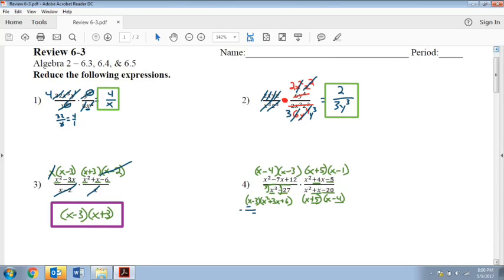And now we can cancel. I got an x minus 4, I got an x minus 3, I got an x plus 5. That leaves me with x minus 1 on top. And then, well, I don't need the parentheses. I have an x minus 1 on top, and an x squared plus 3x plus 6 on bottom. And there you go.